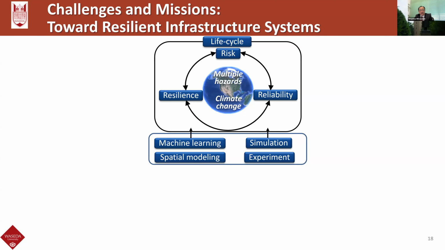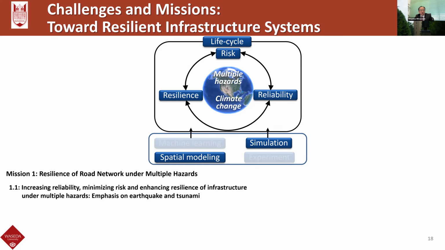With the three important indicators, reliability, risk, and resilience, in a life cycle perspective, and key technologies such as machine learning, numerical simulation, spatial modeling, and experiment to understand the real phenomena, my research team at Waseda University is working on the following missions. Mission 1 is resilience of a road network under multiple hazards. We are studying how to increase reliability, minimize risk, and enhance resilience of infrastructure subjected to earthquake and tsunami. Especially now, we are focusing on the anticipated Nankai Trough.